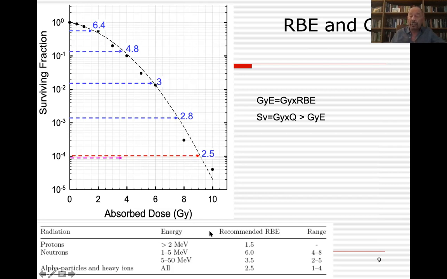But anyway, what is the RBE for radiation protection purposes? The RBE recommended here from the ICRP, the International Commission on Radiological Protection, for protons is about 1.5. For neutrons, it depends on the energy, between 6 and 3. These are fission spectrum neutrons, and these are fast neutrons. Of course, it's lower for fast neutrons. And for densely ionizing charged particles, alpha particles and heavy ions, it is recommended 2.5 with a range between 1 and 4.